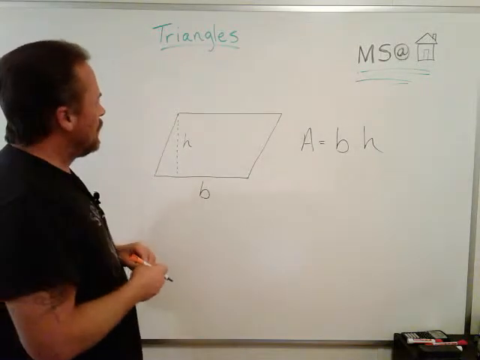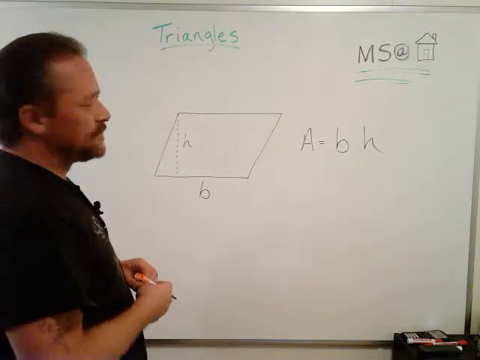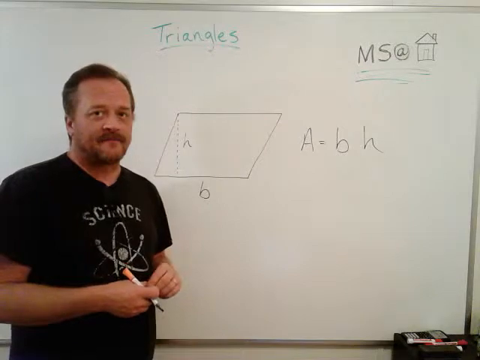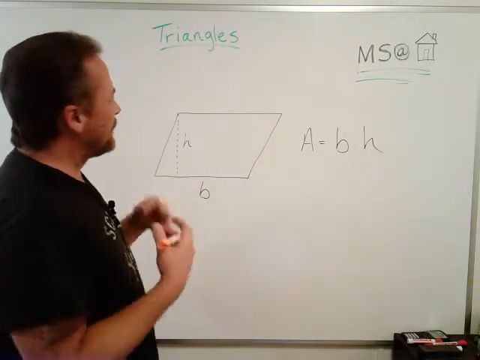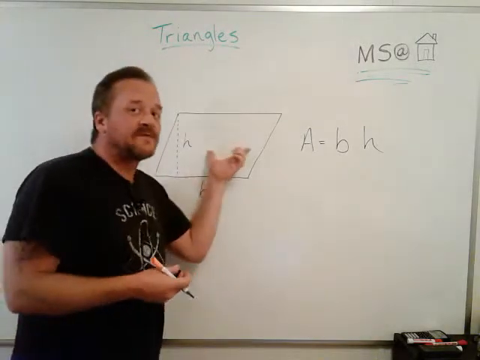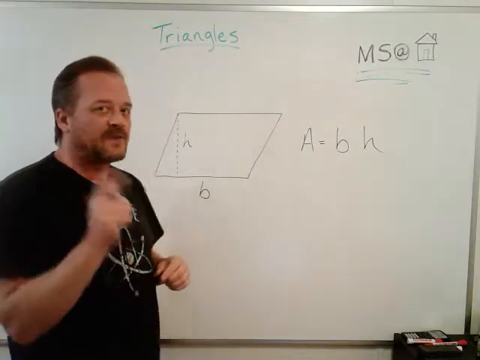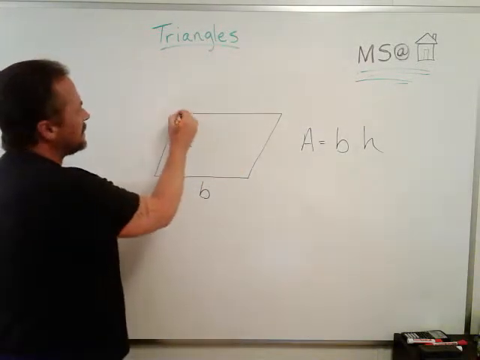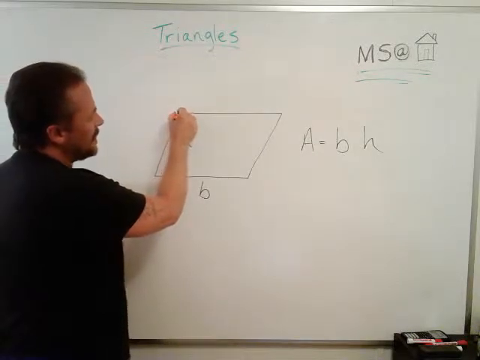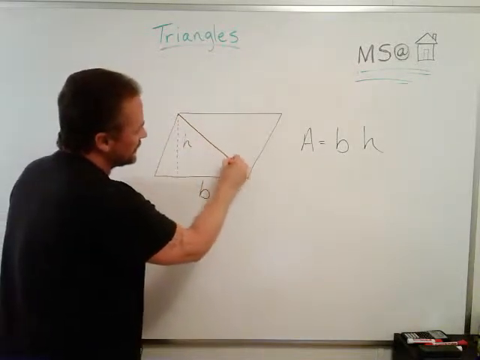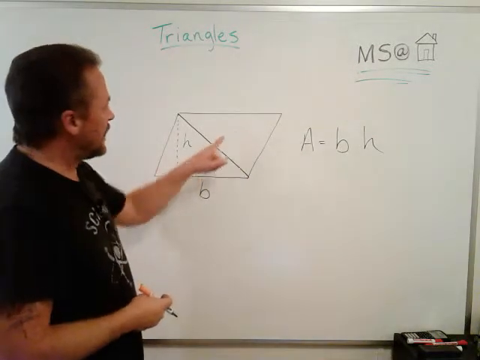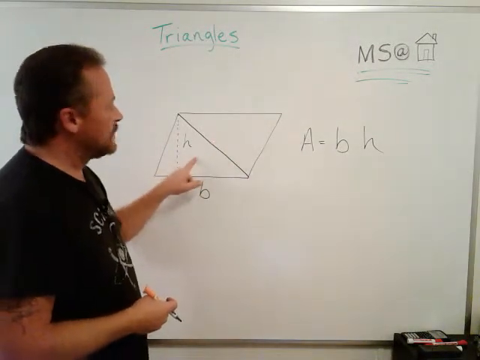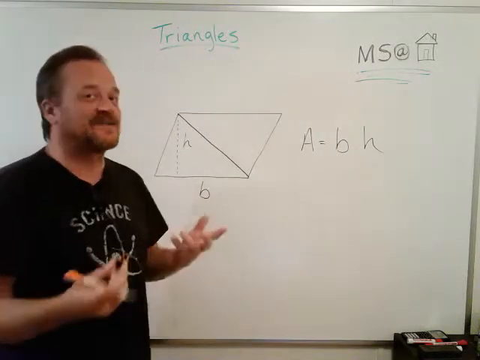Now, what do I do with this? Well, I'm talking about triangles, right? And where we get the formula for finding the area of a triangle comes directly from here. Watch what happens when I draw a line from one corner of a parallelogram straight to the other side. See what I have now? Two triangles.